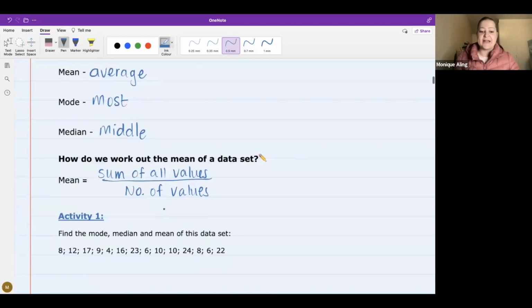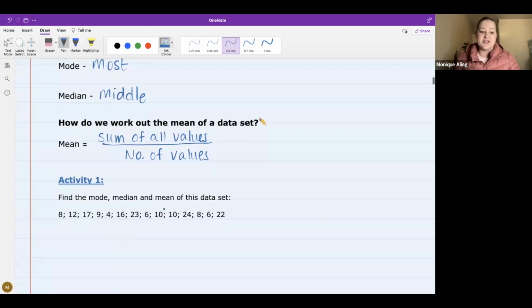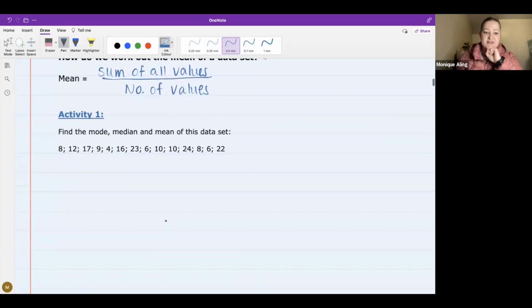Okay, so just to quickly check that we're all on the same page and are 100% fine with the measures of central tendency, I'm going to ask you to quickly do this activity. Find the mode, median, and mean of this data set.